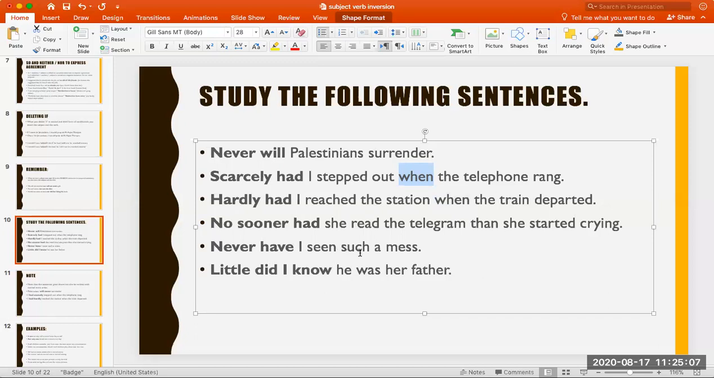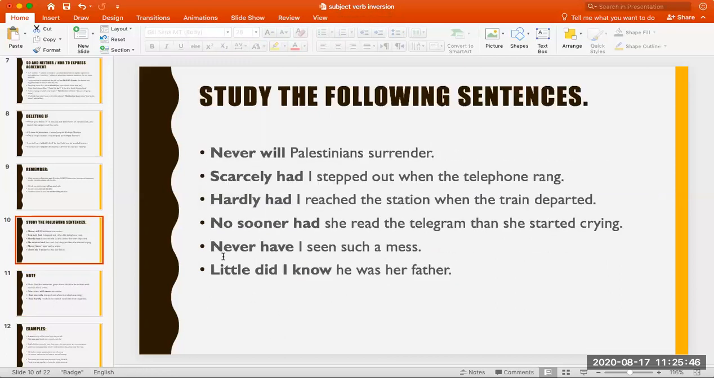Never have I seen such a mess. I have never seen such a mess. "Little": I love using "little" in this scenario. Little did I know he was her father. Like, to express shock, to express surprise. For example, if you're trashing somebody, a woman, a girl, a lady, to a man, and then you realize that this man is her father. So you say, little did I know he was her father. It means I didn't know he was her father.